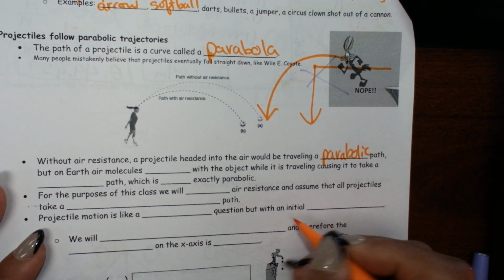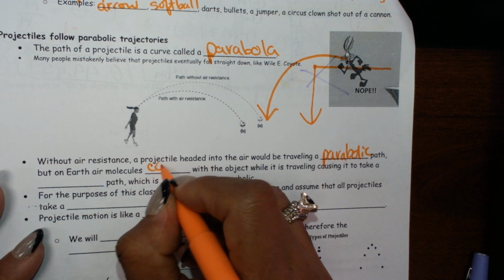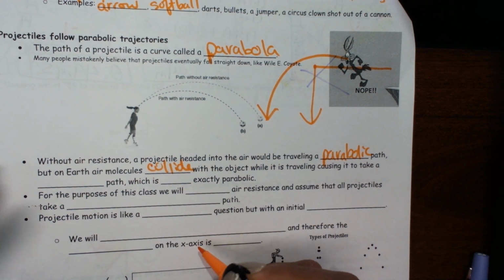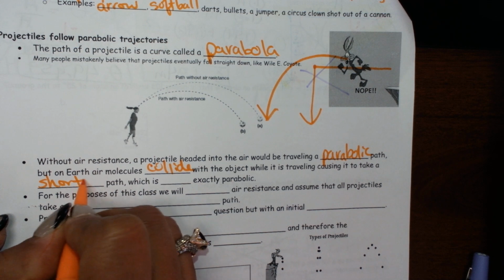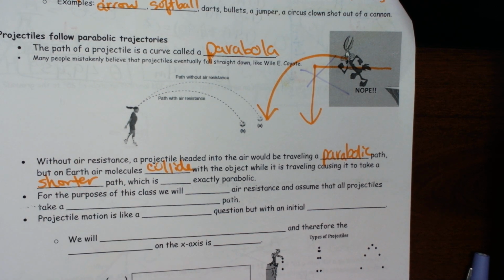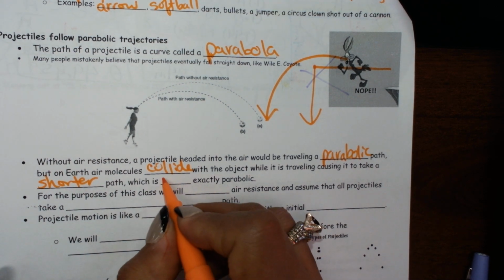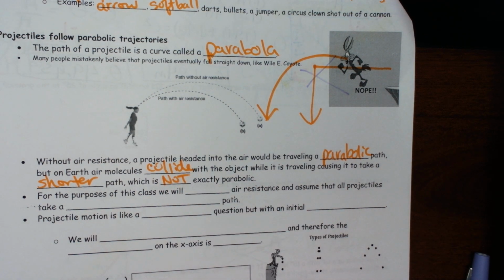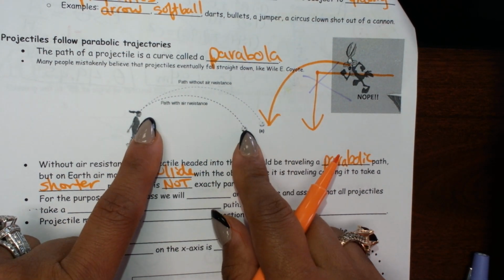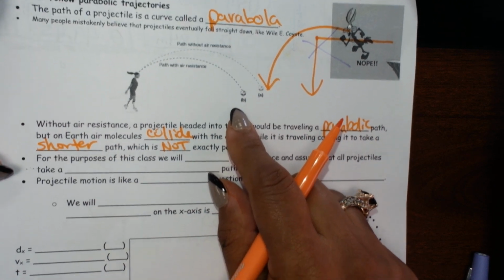But because we do live on Earth, there's air molecules that are going to collide with it and cause it to take a shorter path than it should. Which is not that perfect, exact parabolic shape. For those of us who are going to go into aerospace technology and engineering, or mechanical engineering, please, we know that this is the true situation, but we're going to assume that that's not the case here.